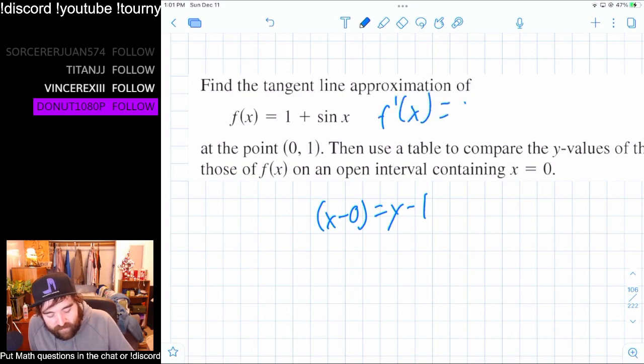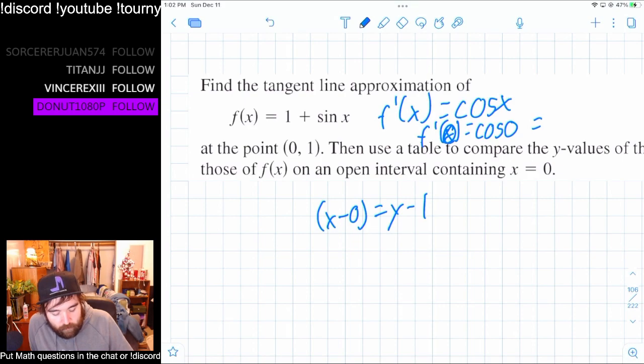But we can also just find it by saying the derivative is the cosine of x. And then f prime of x is the cosine of the x value. So f prime of 0 is the cosine of 0, which is 1. Yeah, okay. So I had it twisted in my brain, but that's true. That is a lot more fun than I thought it was going to be. So our slope is 1.